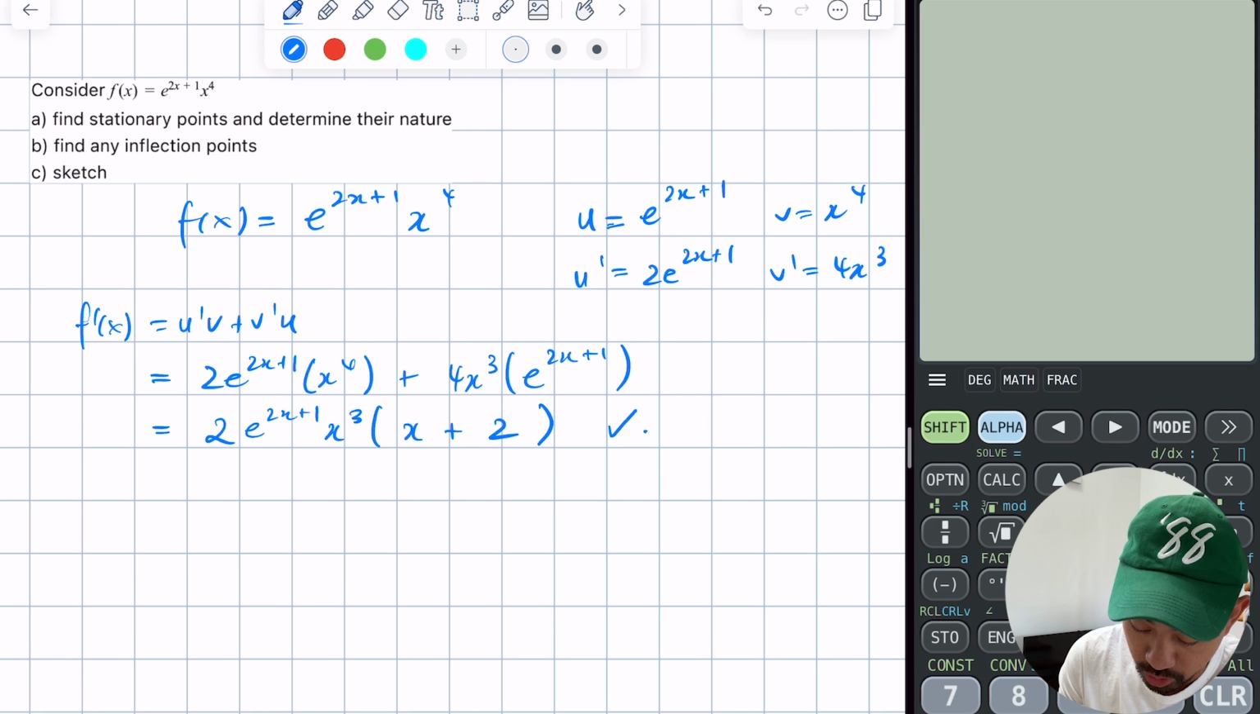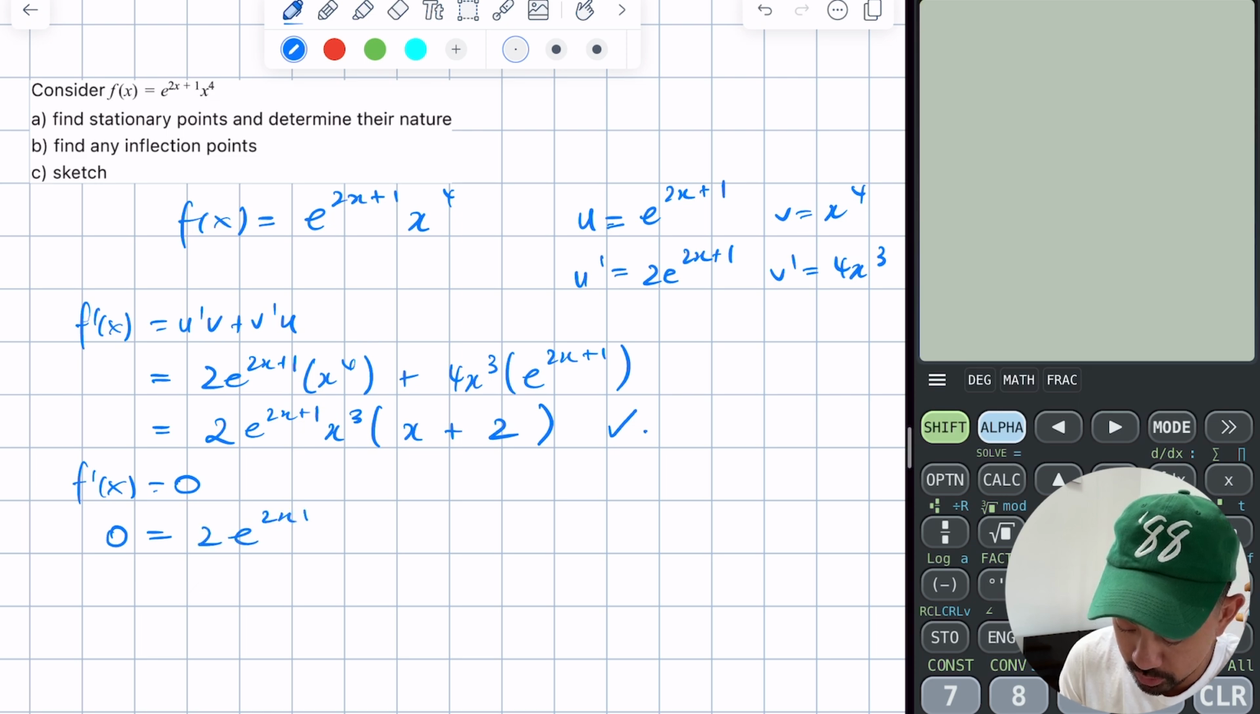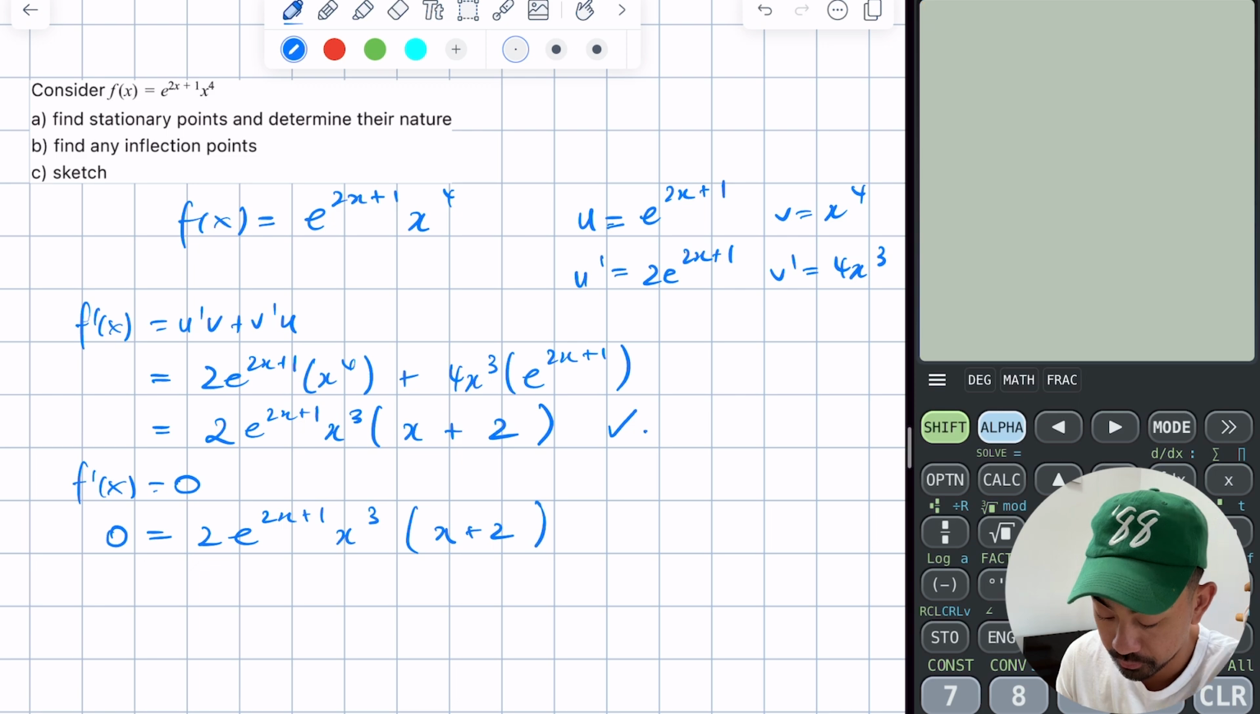And I need to find the stationary points. Now stationary points is when f dash x equals 0. So that's what I'm solving for. 0 is equal to 2e to the 2x plus 1, x cubed, x plus 2.